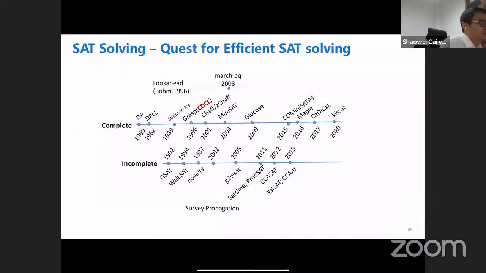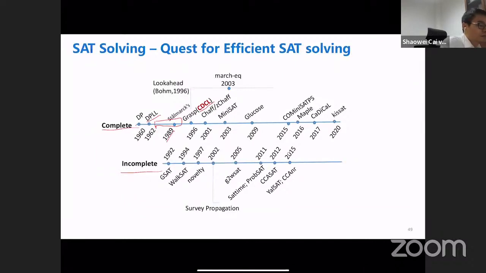After the introduction of DP, many efforts focused on improving SAT solvers. There are two lines, the complete line and the incomplete line. In the complete line, we have DP, which then evolved to DPLL in 1962. Then there is a period of history focused on resolution techniques. In 1989, Stålmarck's algorithm was about different levels of resolution. Then in 1996, a significant breakthrough: the CDCL method was invented.